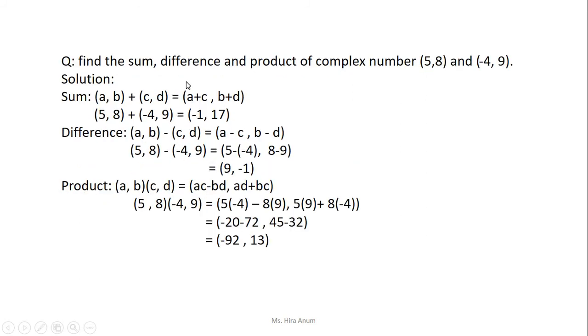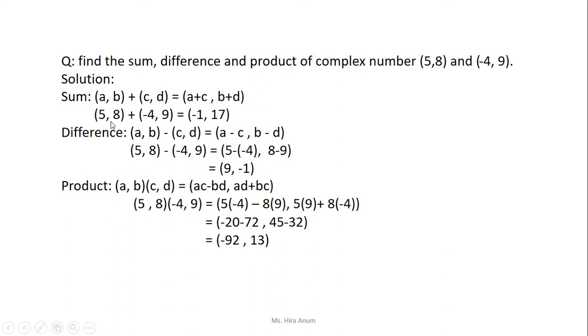Find the sum, difference and product. Difference is also called subtraction and product is known as multiplication. So we have the set (5, 8) and (minus 4, 9). These are given as ordered pairs, but both are complex numbers. In simple form we can write 5 plus 8 iota or 5 minus 8 iota. We do not have a comma between them. We do not know the sign between them.